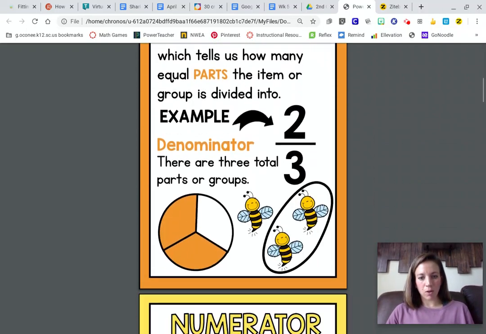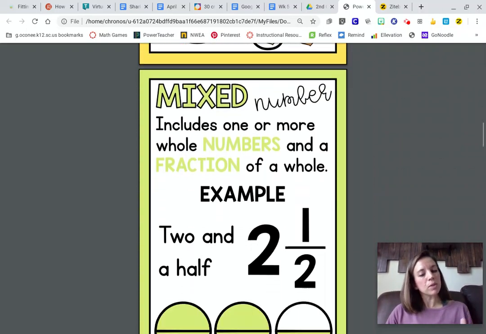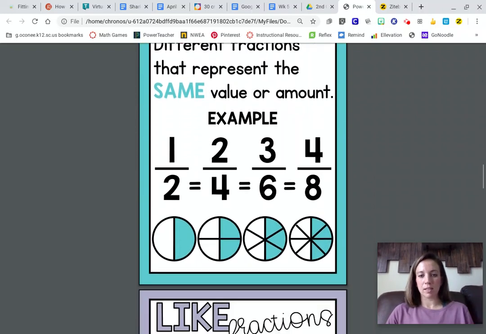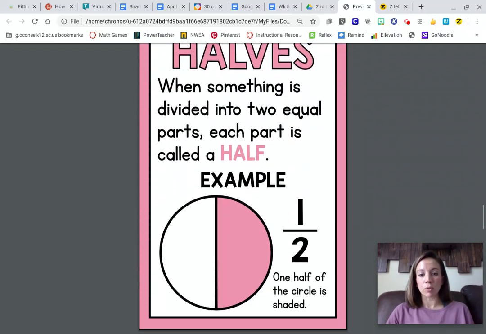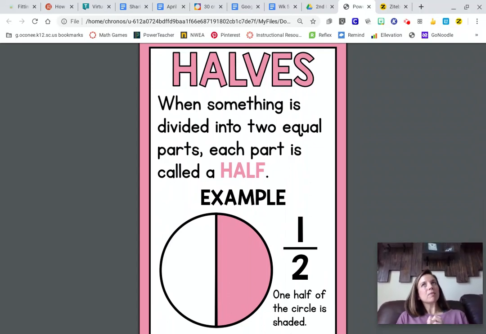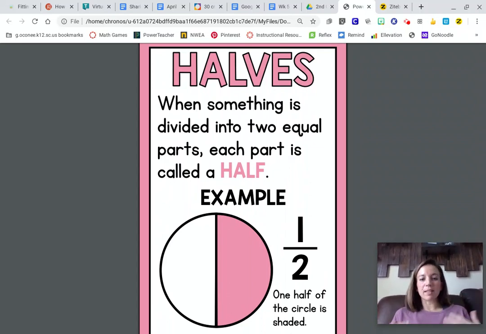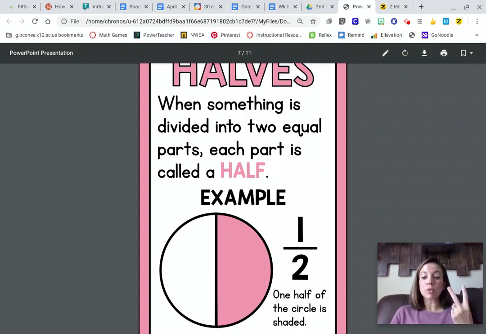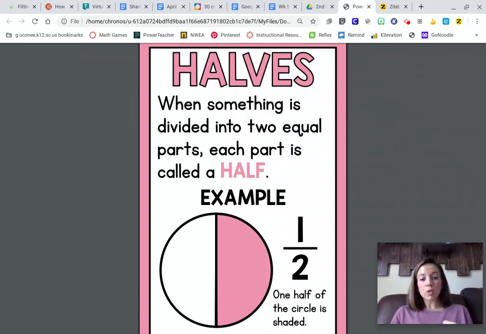If I go on, these are things that you don't necessarily need to know right now in second grade. So I'm going to skip to what you do need to know. Let's go back to halves. When the word ends in an F, you change the F to a V and add ES. We learned that a couple of months ago. And halves are when something is divided into two equal parts. Each part is called a half. So you have this half right here, white, and this half right here that's pink.